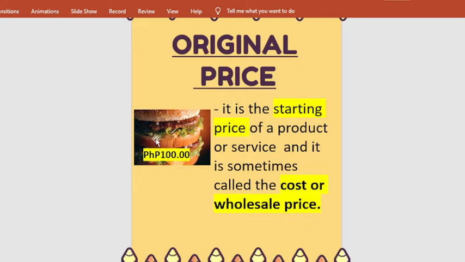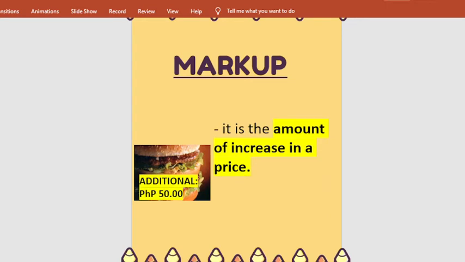For example, a young entrepreneur would like to sell hamburger. Okay? So, the young entrepreneur bought this hamburger at the cost of 100 pesos. Okay? So, para magkaroon siya ng tubo, dinagdagan niya na 50 pesos. So, we called it markup. Markup, it is the amount of increase in a price.